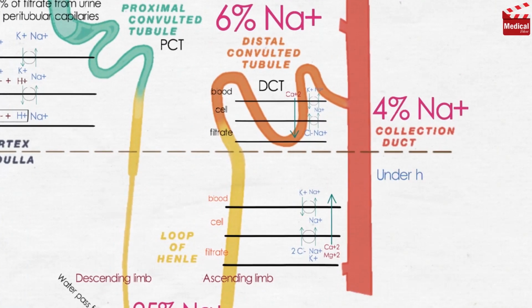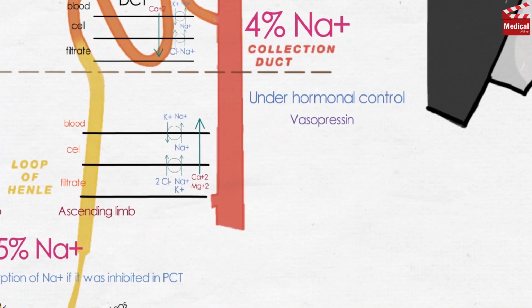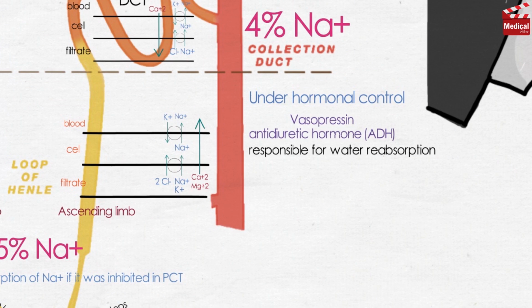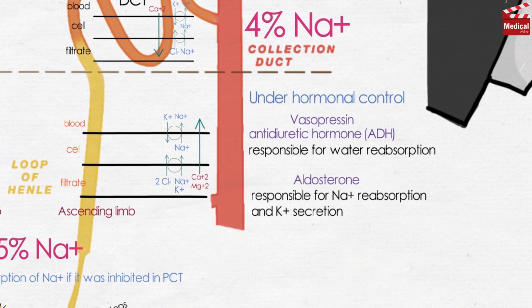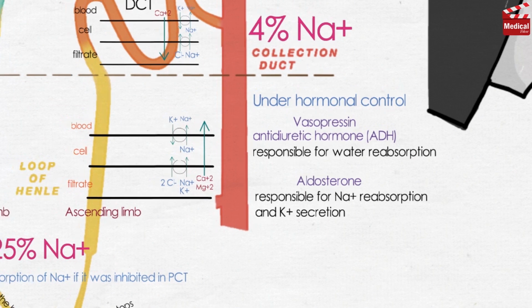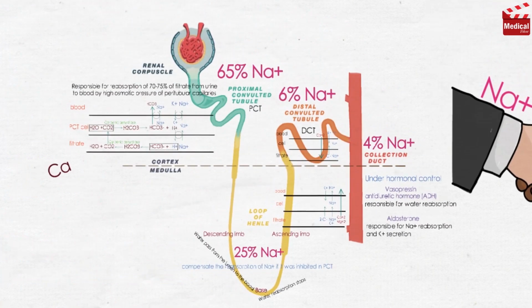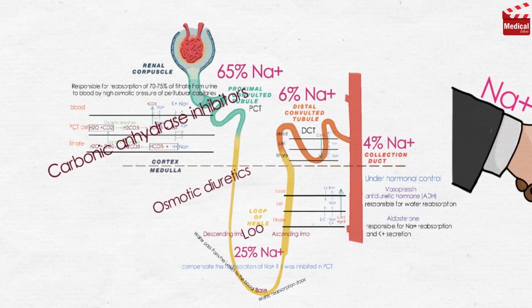Collecting ducts are under hormonal control. Vasopressin, or antidiuretic hormone, ADH, which is responsible for water reabsorption. And aldosterone, which is responsible for sodium reabsorption and potassium secretion. In the next lecture we'll discuss the carbonic anhydrase inhibitors, osmotic diuretics, loop diuretics, thiazide diuretics and potassium-sparing diuretics. We'll talk about their actions, uses and side effects.